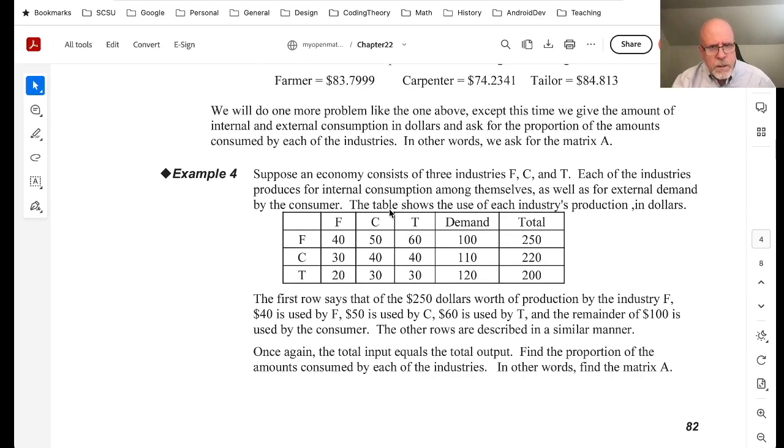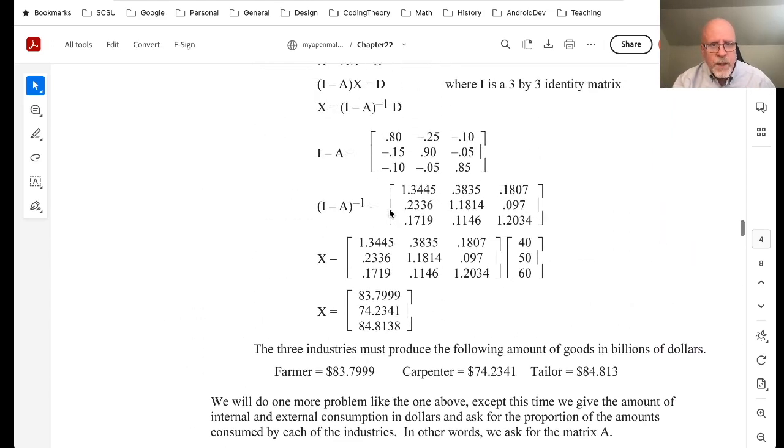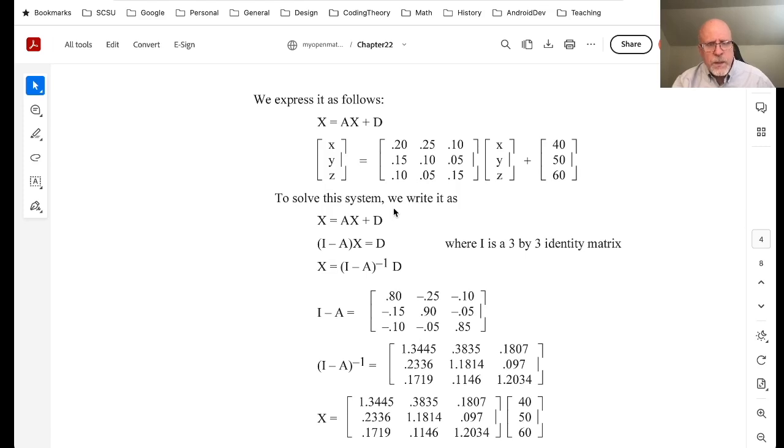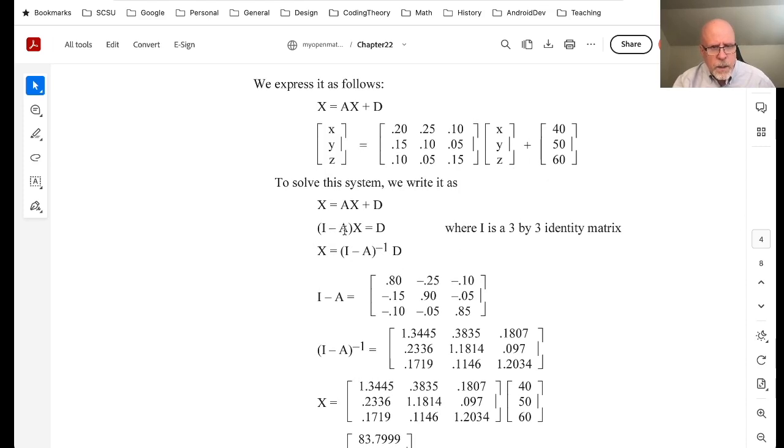I don't think we want to jump into example 4 just yet. Let's do example 3. X equals ax plus d. This will become a non-homogeneous system where I minus A times x equals d. They're doing something in the book that actually is smart, but I'm not going to do it. They create what's known as the inverse matrix for I minus A, and they multiply both sides by I minus A's inverse.